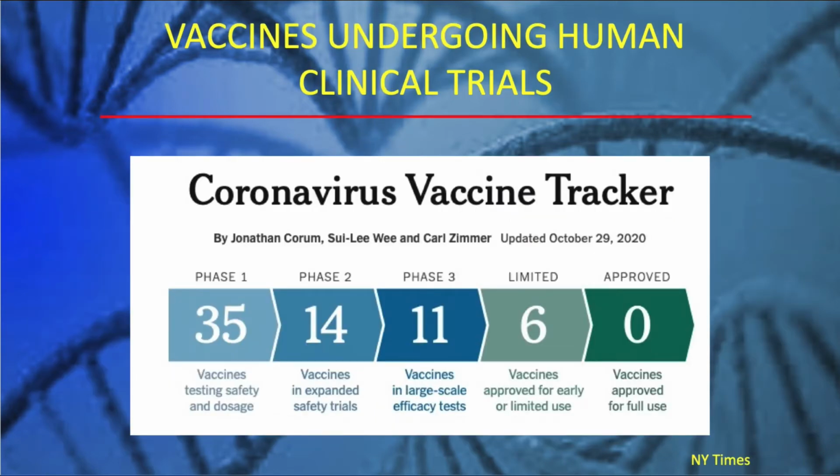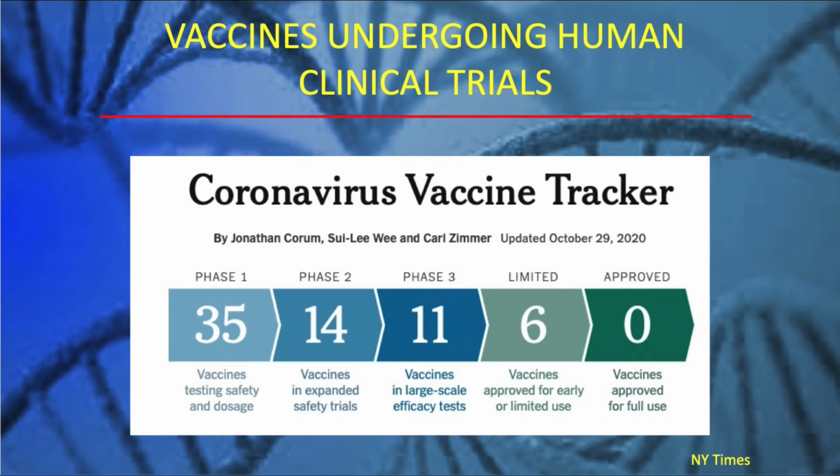This slide indicates the progress of the vaccines being produced around the world. Not listed here are the 88 vaccines that are in preclinical studies. In preclinical studies, scientists test new vaccines in cells and in animals to determine if it produces an immune response.